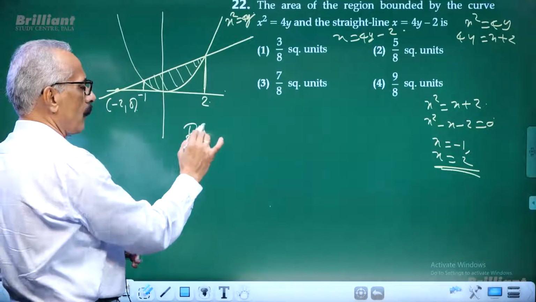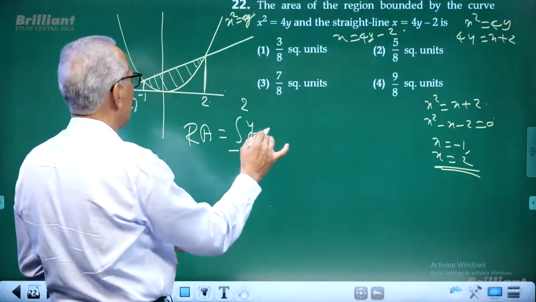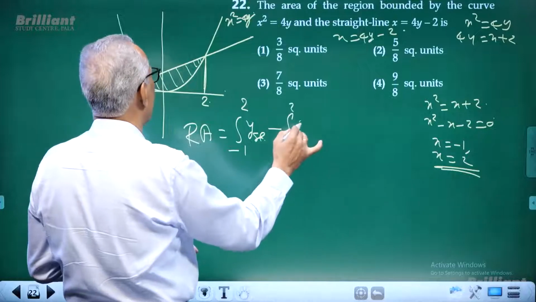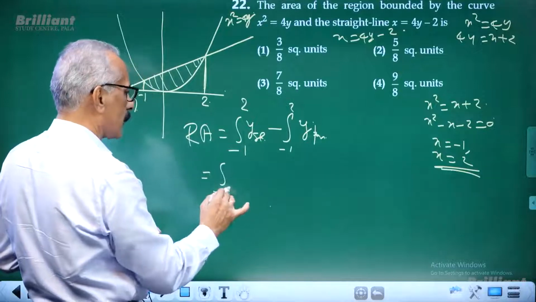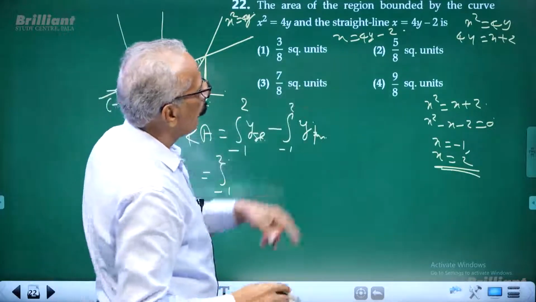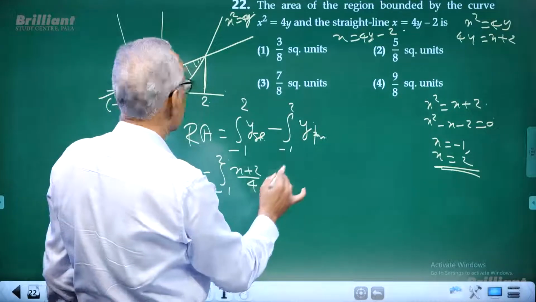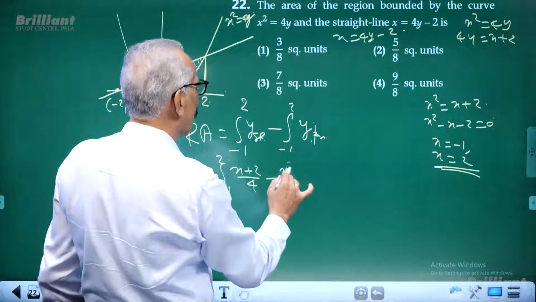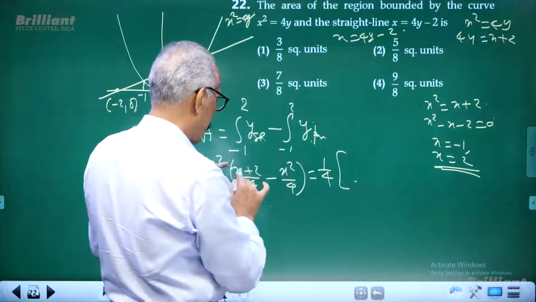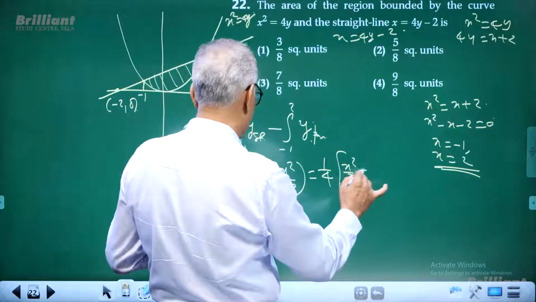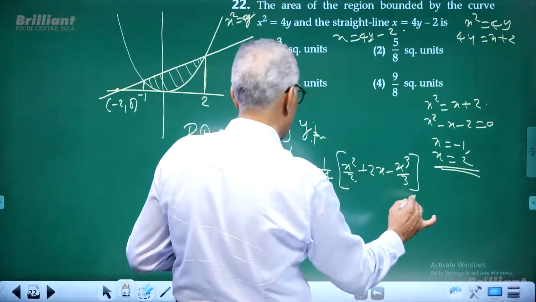Required area, you tell me? Required area is equal to integral minus 1 to 2, y of the straight line, minus integral minus 1 to 2, y of the parabola. So both are same. So I say integral minus 1 to 2. What's the y of the straight line? Y of the straight line I have already written, x plus 2 divided by 4, minus y of the parabola, you tell me x square by 4. Okay. So we can take 1 by 4 outside and integral of x square by 2 plus 2, that is 2x minus x square, x cube by 3, within the limit minus 1 to 2.